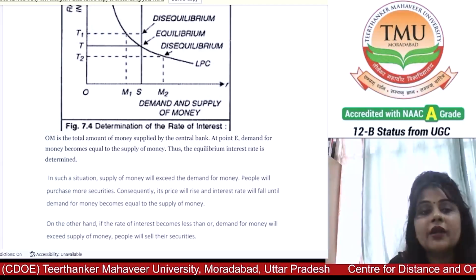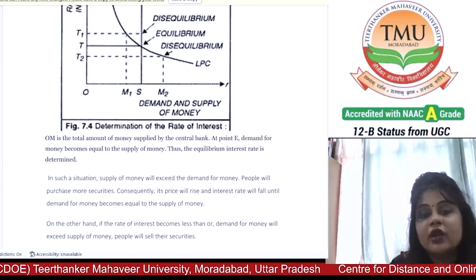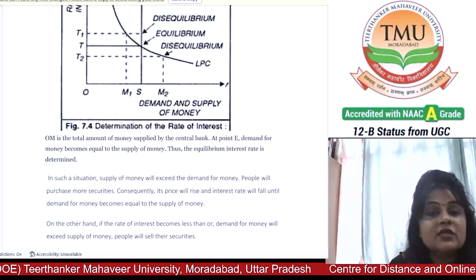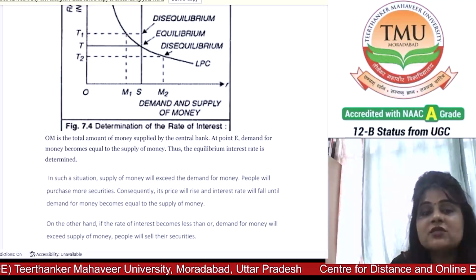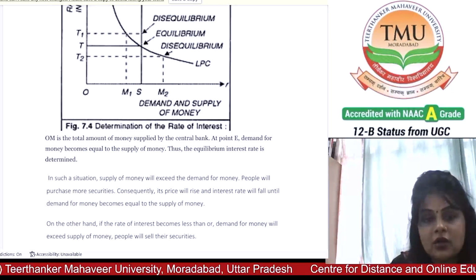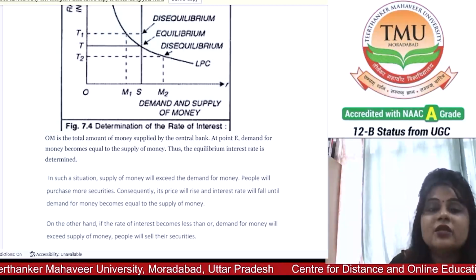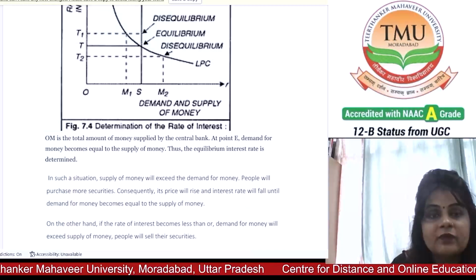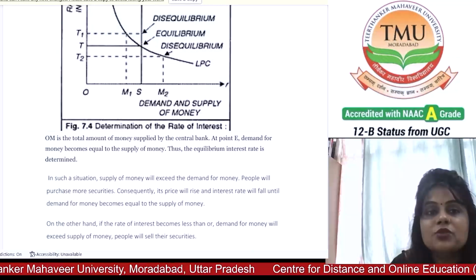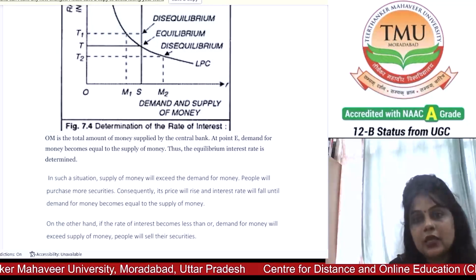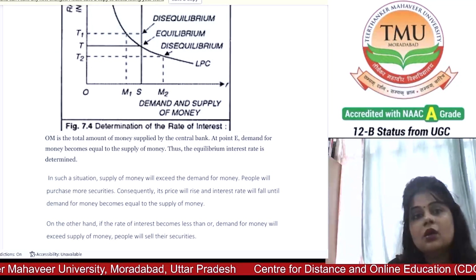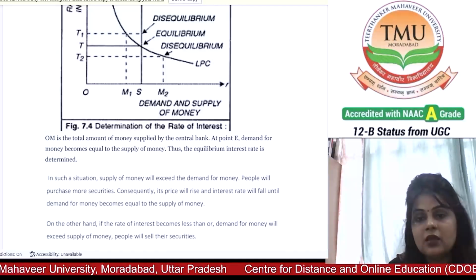the rate of interest will fall. If the demand for money increases and the liquidity preference curve shifts upward, then given the supply of money, the rate of interest will rise. So, hope you have well understood the equilibrium between demand and supply.